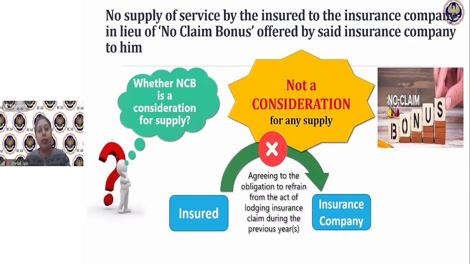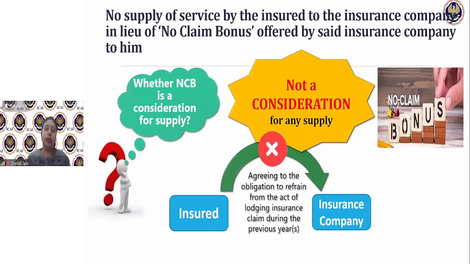Because at the beginning of the year, when I had taken the insurance, I had not promised the company, I had not agreed to the company that I will not lodge any claim during the year. In fact, my purpose was exactly the opposite. I wanted to get my product insured and I thought that I will take the claim if needed. But the situation was such that I did not need the claim, or maybe my damage was so minor that I felt not to take the insurance claim, and instead claim the no claim bonus because that was more beneficial to me. But the intention was not to forgo this service.